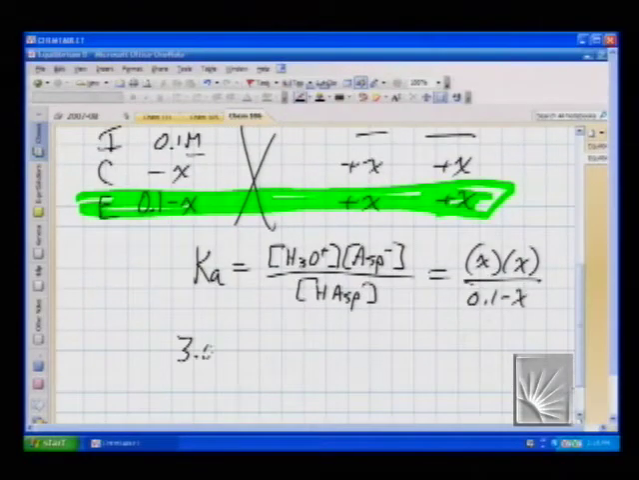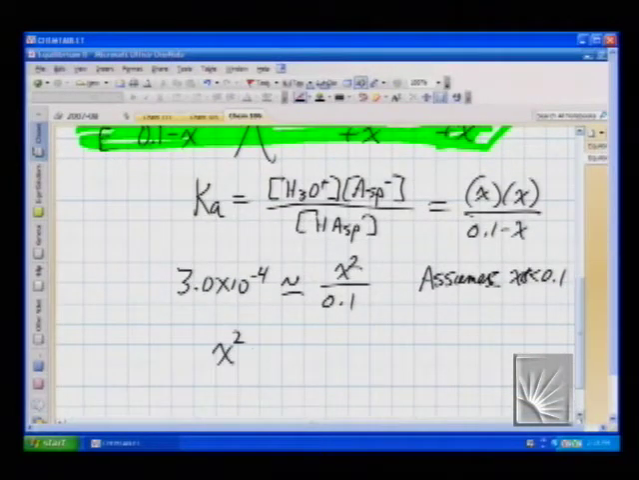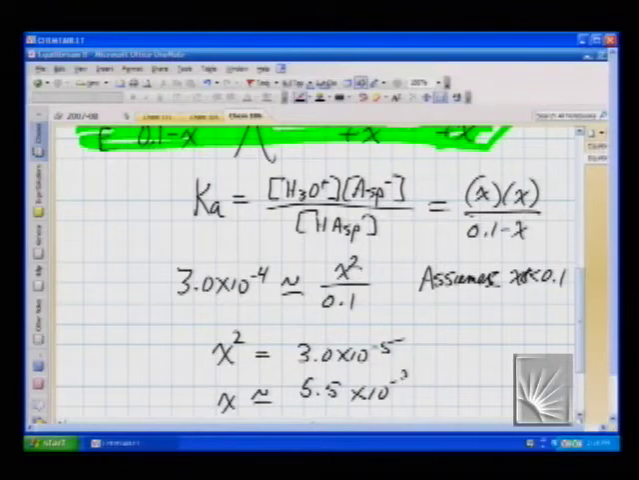So 3.0 times 10 to the minus 4 is approximately equal to x squared over 0.1. This assumes x is much, much less than 0.1. As long as the assumption's okay, we're in good shape. So x squared equals, and x is 5.5 times 10 to the minus third.